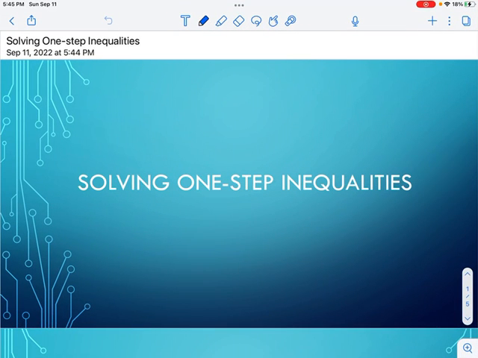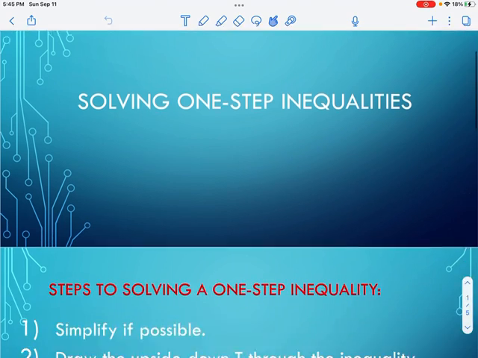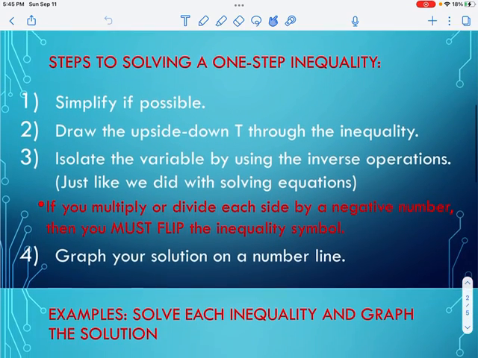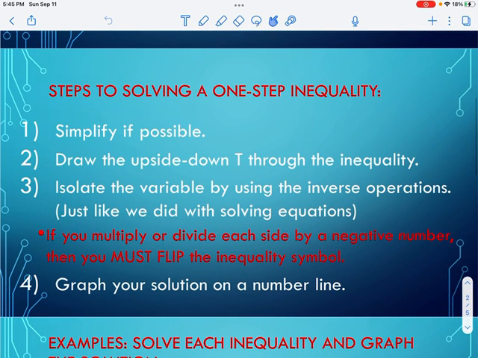All right, we are going to be solving one-step inequalities now. This is going to be very similar to what we did with equations, except now it is an inequality. So the first thing we're going to do is go over the steps again to make sure we're all clear on what to do.